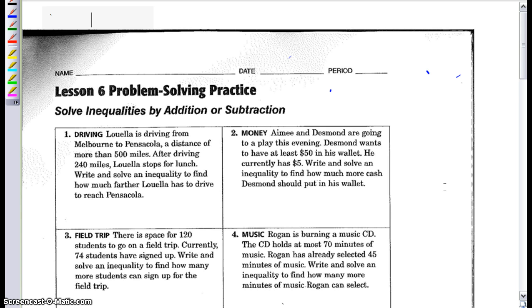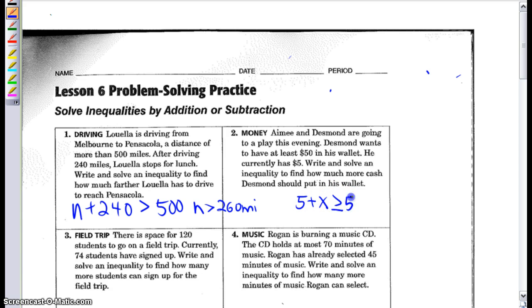And the answer to it was n plus 240 would be greater than 500. And then n, or I think we used x in class, is greater than 260 miles. We also did number 2 with the at least $50 in his wallet. So we said we'd have $5 plus the remaining x dollars. That should be greater than or equal to 50. And to solve for x, x would be greater than or equal to $45. We'll box that.